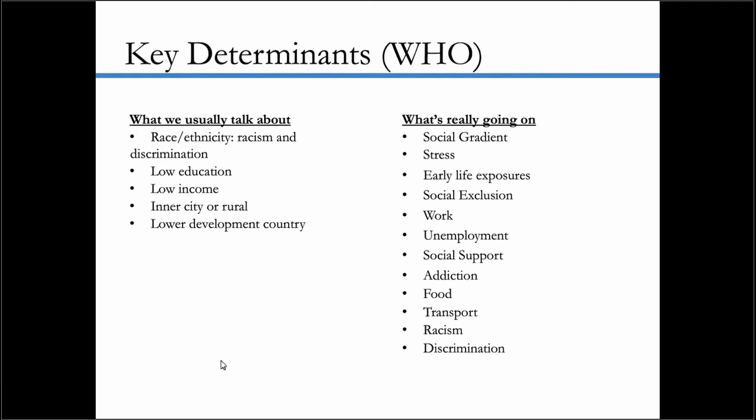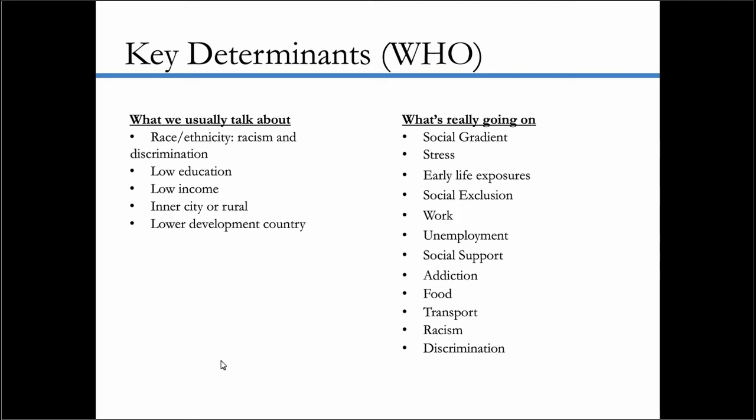But what we really should be talking about is racism and discrimination, food access, social support, unemployment levels in different communities, what type of work and jobs that people are getting, such as are people in higher stress jobs because they're very physically demanding and they're having to work multiple jobs to support their families.